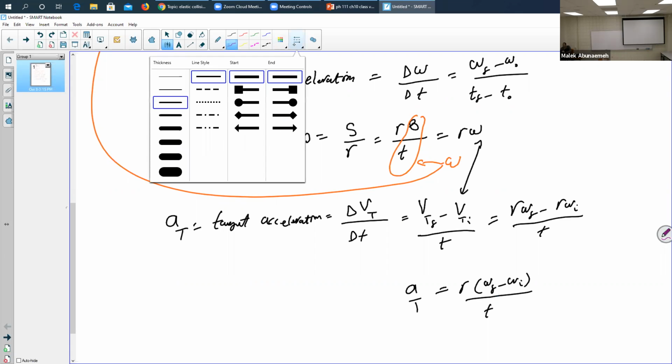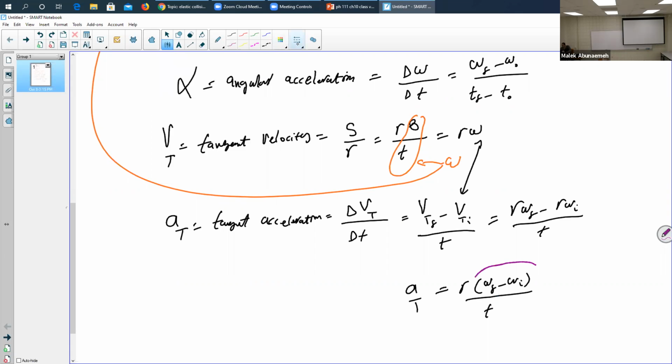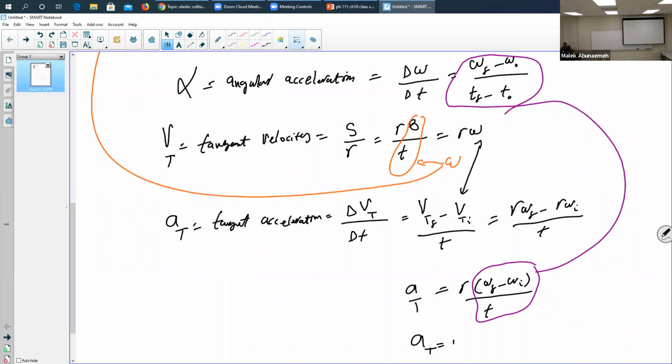So let me get this color over here. This little fella over here, that's your alpha. So that means your tangent acceleration is going to equal R alpha.